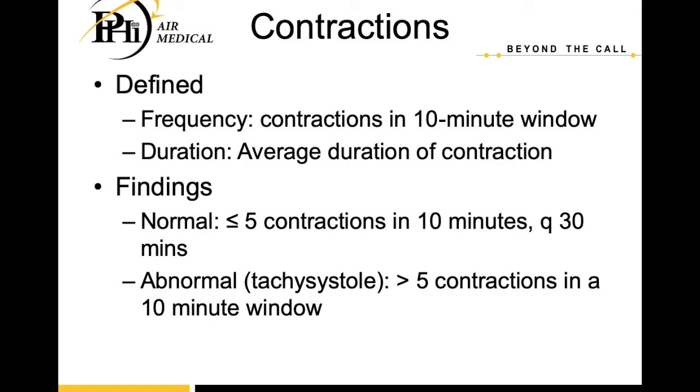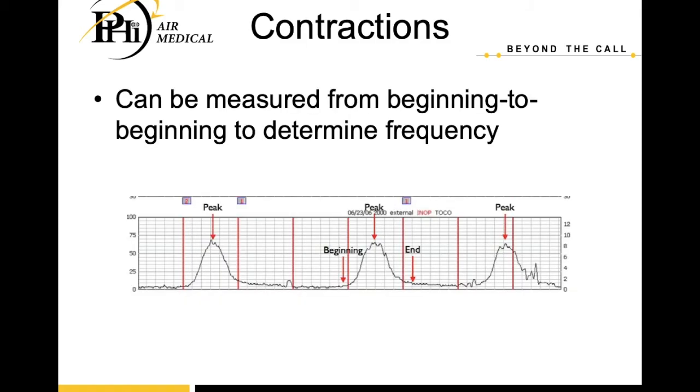So there are normal and abnormal findings in terms of the frequency. A normal finding would be having less than or equal to 5 contractions in a 10-minute window, averaged over 30 minutes. So you should not be seeing more than 1 contraction every 2 minutes. That is the fastest that you should see. And that tachysystole that I've been talking about over the past few minutes here is having greater than 5 contractions in a 10-minute window.